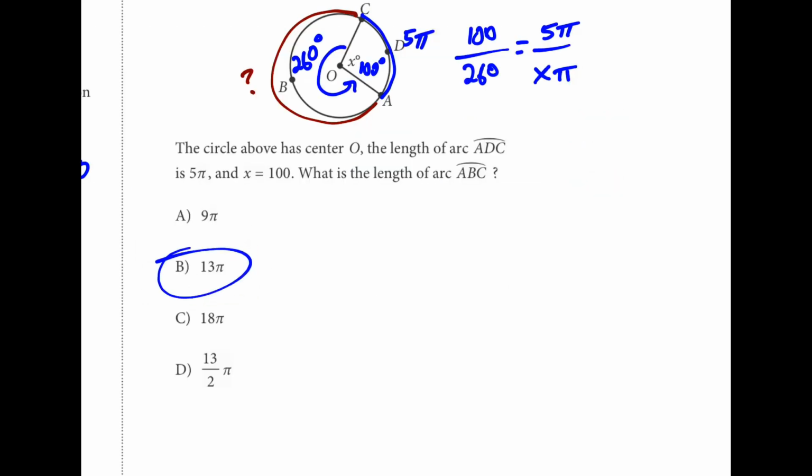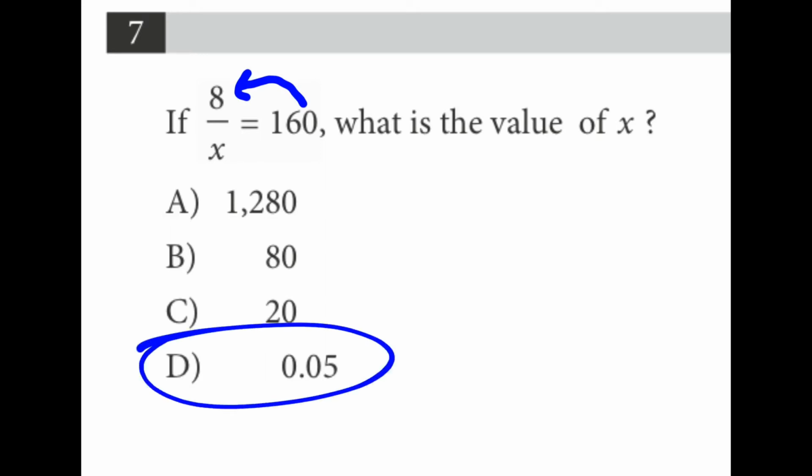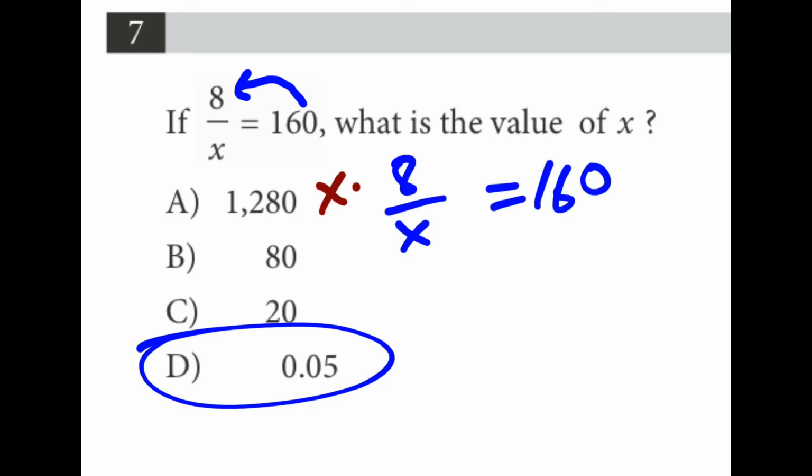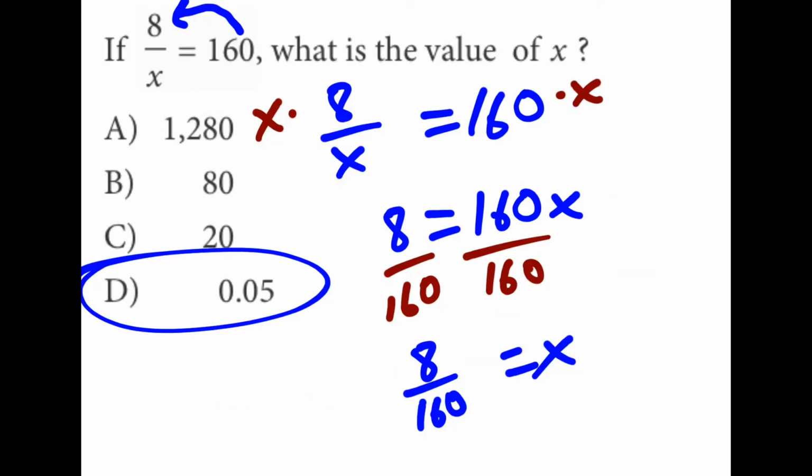One way to think about number 7 is how many times does 160 go into 8 evenly? And the answer is none. It's going to be less than 1. The only choice that's less than 1 is the obvious answer. If you wanted to solve this algebraically, we would multiply both sides by x, and then we would divide both sides by 160. And if you think about 8 over 16 as 0.5, well then it's 160, so we move it over one more, and it's 0.05.